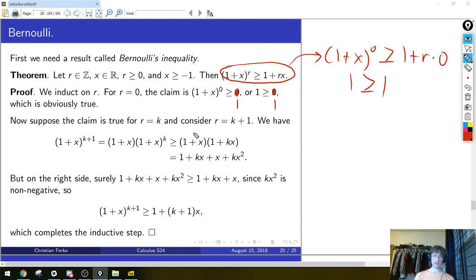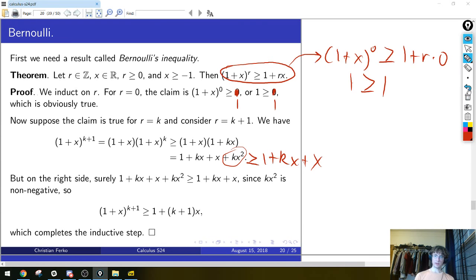Okay, now I just FOIL this out. This is 1 plus kx plus x plus kx squared. This must be greater than or equal to 1 plus kx plus x, where all I've done is dropped the kx squared. Why is it bigger than that? Well, k is an integer which is greater than or equal to 0, and x squared is non-negative at least. So I can only add a non-negative number. If I add a non-negative number, it has to be bigger than or equal to the thing without that. So certainly kx squared is non-negative, so this thing is bigger than that.